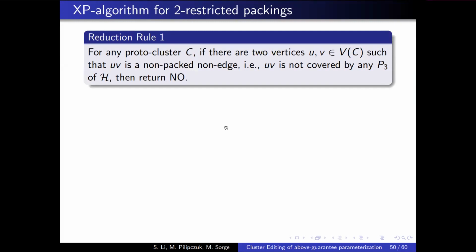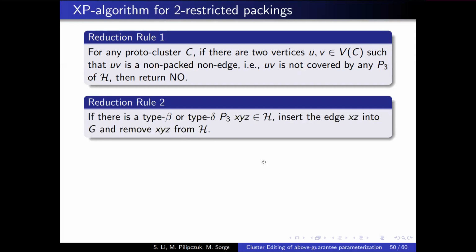Reduction rule 1 says that for any protocluster C, if there is a non-edge which is not covered by any packed P3, then return no. Reduction rule 2 says that if there is a type beta or type delta P3, then insert an edge to this non-edge and remove this P3 from the packing. Here is an example.